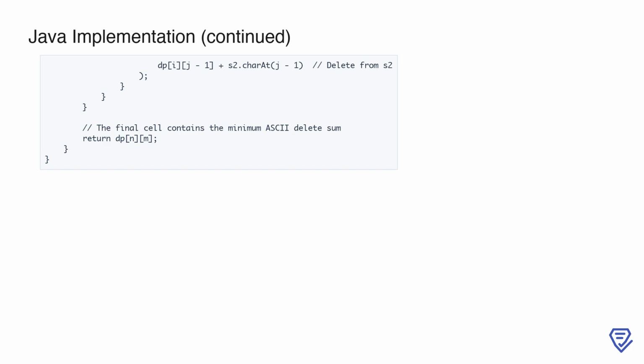After completing the table, the final result, which is the minimum ASCII delete sum to make the two strings equal, is stored in DP[n][m]. This value is returned as the output of the method.